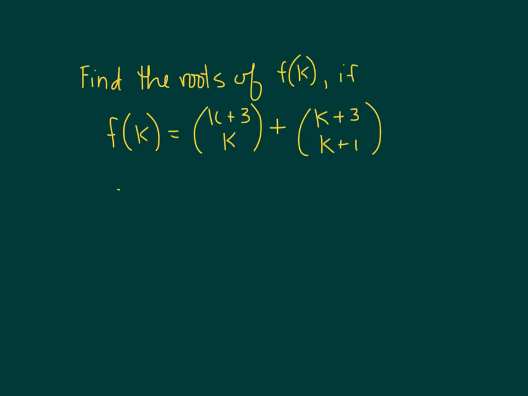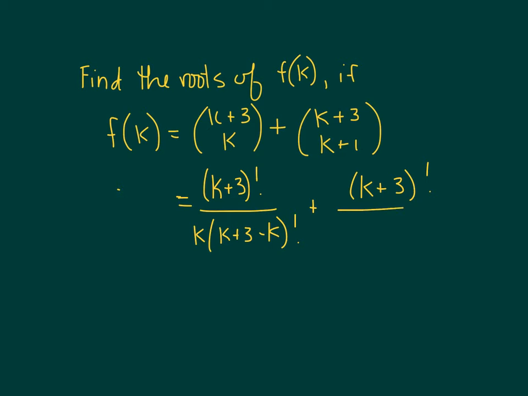So we need to rewrite this. So k plus 1, choose k, using the definition for combination. This is going to be k plus 3 factorial, and in the denominator we're going to have k times k plus 3 minus k factorial. And for the other fraction, again, we're going to use the definition. K plus 3 factorial over k plus 1 factorial times k plus 3 minus k plus 1 factorial. And now let's just tidy this up a little bit.